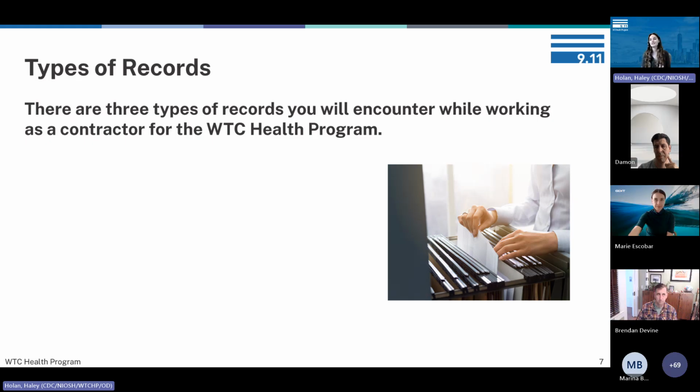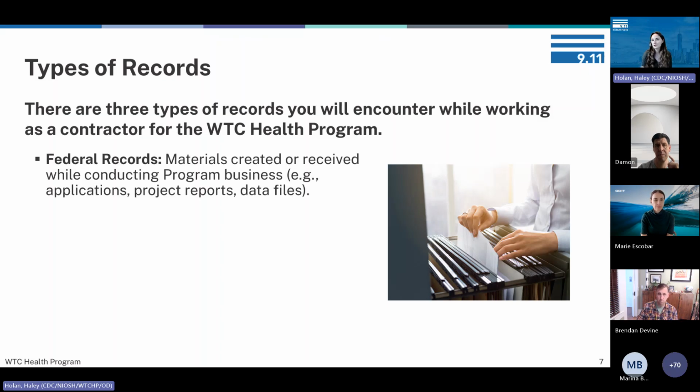Okay, so there are several different types of records you will encounter while working as a contractor for the World Trade Center Health Program. The first is a federal record, and these are materials that are created while working on program business. So these might be applications that you receive from prospective members. These could be project reports or data files.